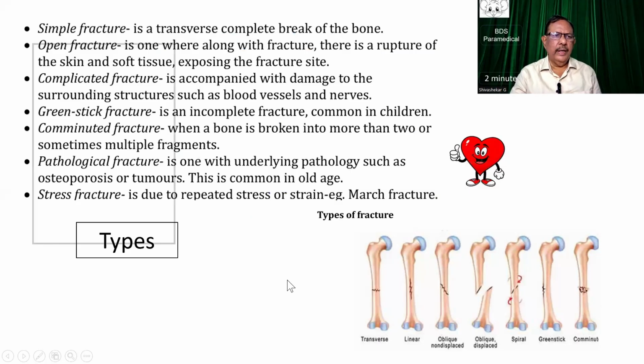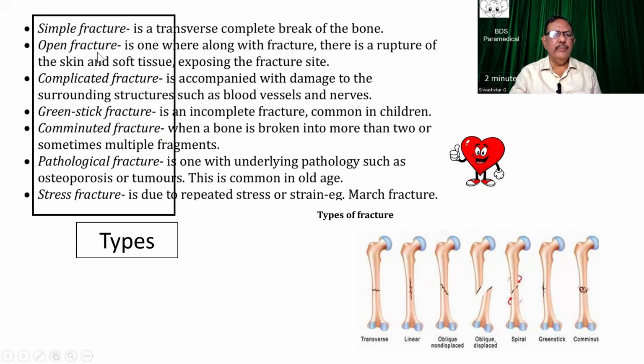So the fracture, these are the types of fractures which we should memorize. Kindly go through it, and I have always drawn a box around the types. So it can be a simple fracture like this, or it can be open fracture, means it is exposed to the exterior. Complicated is when there is damage to the surrounding structure. Green stick usually in children. And comminuted means multiple fragments are there, as in this case.